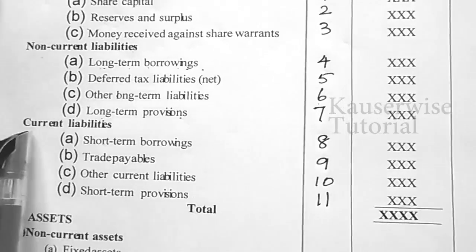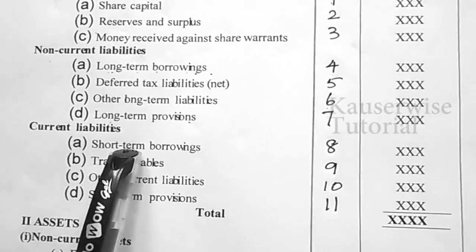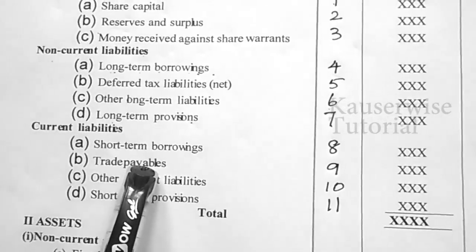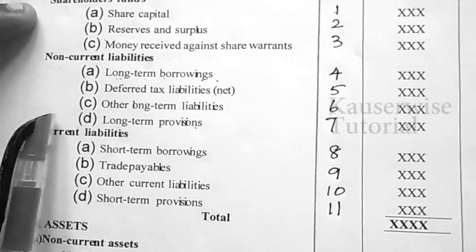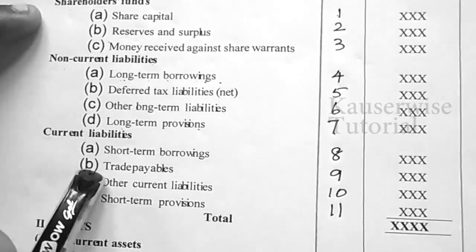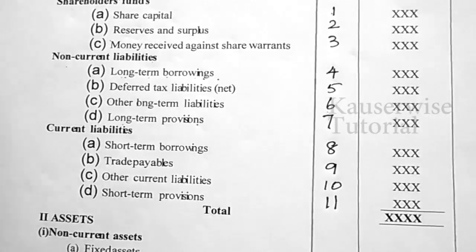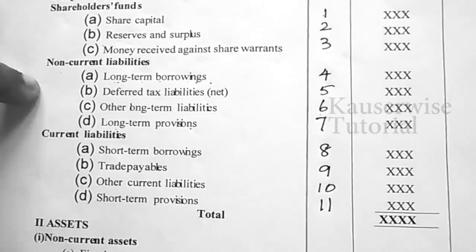See, next one is current liabilities. I told you, based on the duration, that is, if you are going to repay the liability within 12 months, it is considered a current liability. If it is more than 12 months, it is called a non-current liability. So based on the period only we can identify whether it is a current liability or non-current liability.